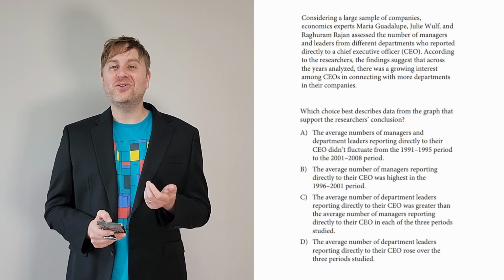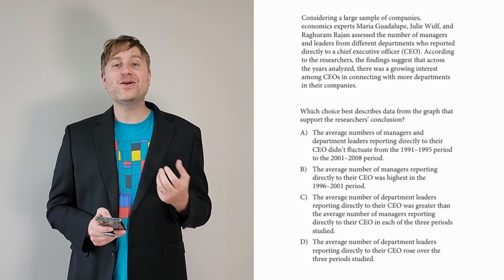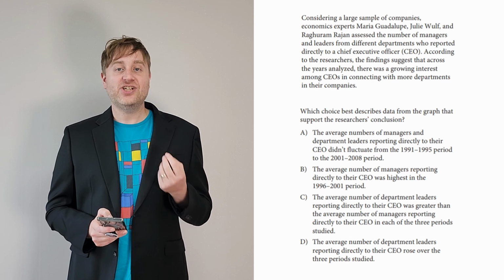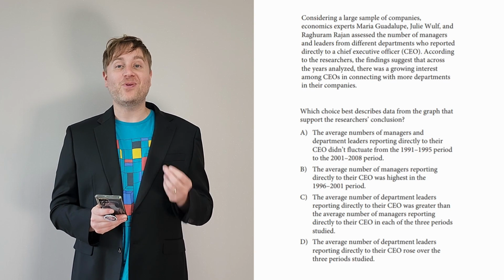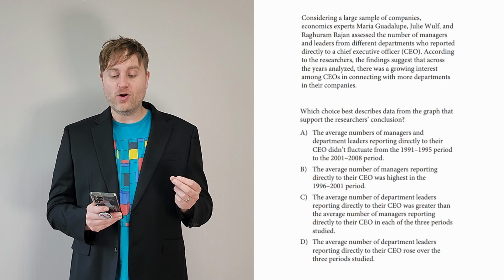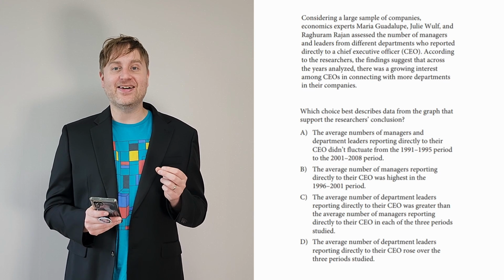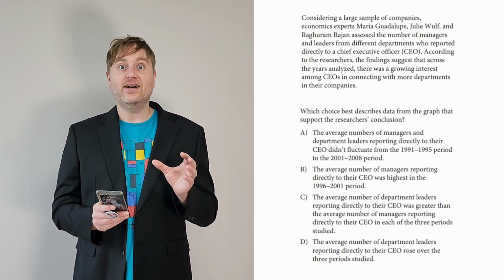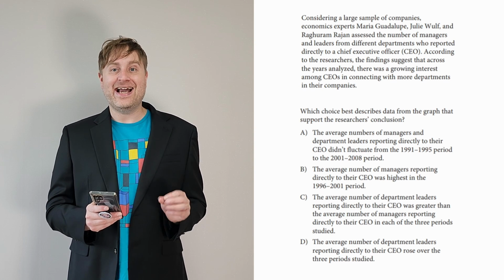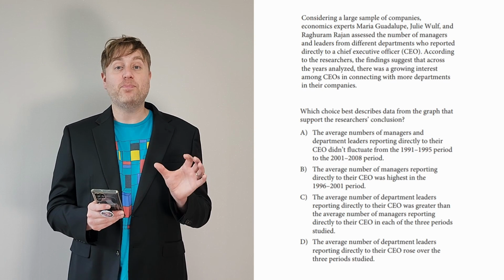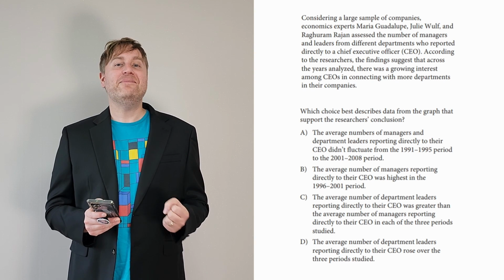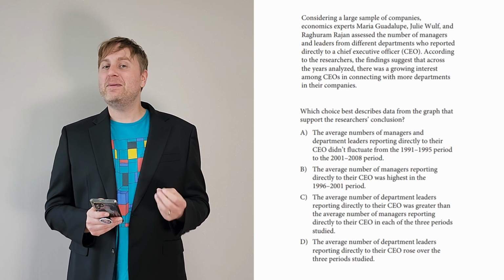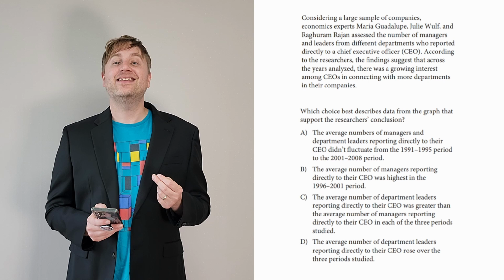By now, it's the only answer we've got left, so it better be correct, but let's read it together just to confirm. The average number of department leaders reporting directly to their CEO rose over the 3 periods studied. Now, as you can see, this does indicate an increase in connections between CEOs and department leaders, which means it matches our prediction. Therefore, it must be the correct answer. We can pick it confidently and move on to the next question.